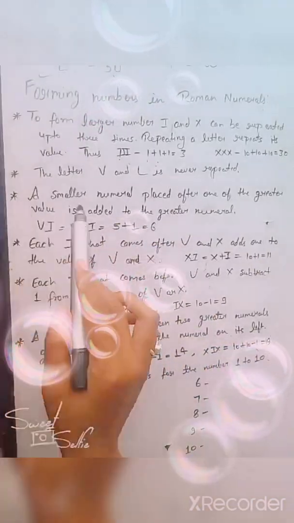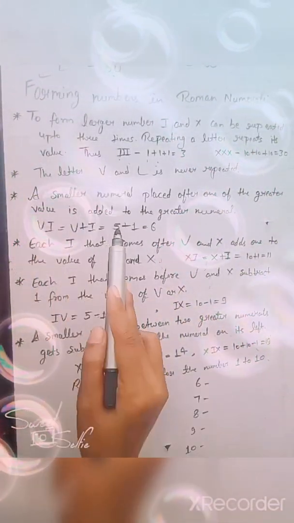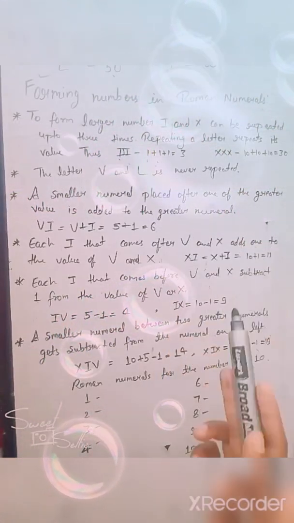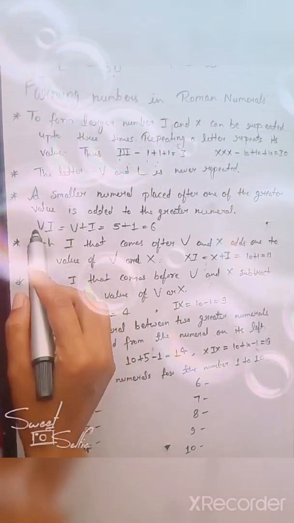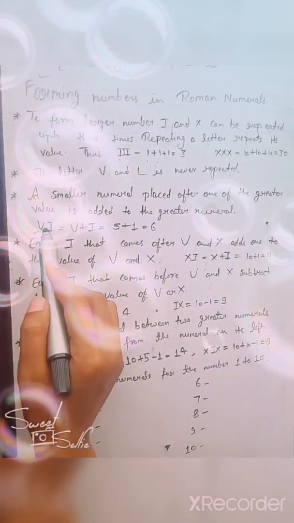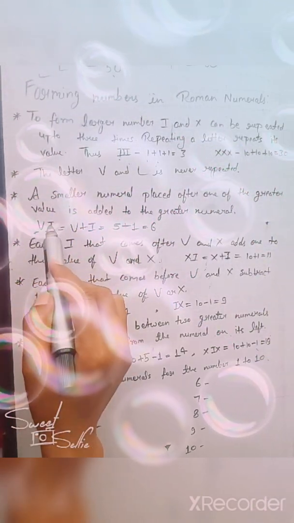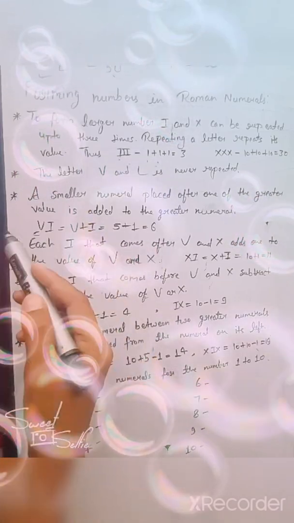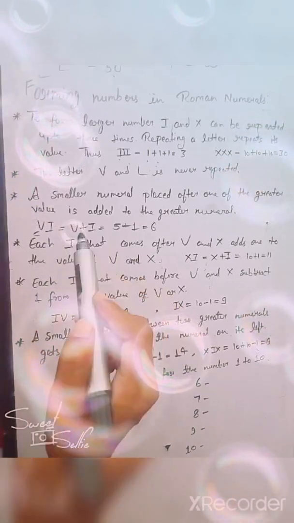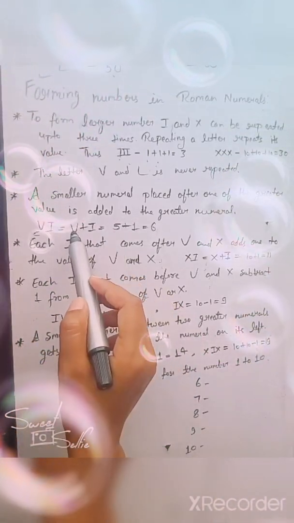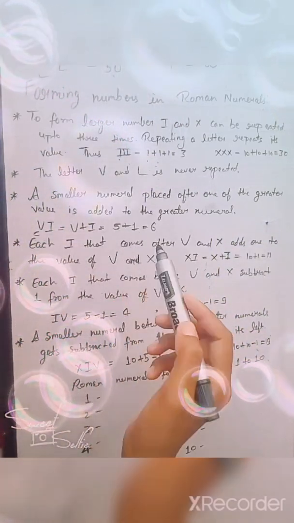A smaller numeral placed after one of greater value is added to the greater numeral. A smaller numeral like I placed after one of greater value, मीन्स ग्रेटर वैल्यू के बाद ही हम इसको राइट करते हैं, और I की वैल्यू को हम V की वैल्यू में ऐड कर देते हैं. As I have written here, VI means V plus I. So the value of V is 5 and the value of I is 1, so 5 plus 1 is equal to 6.